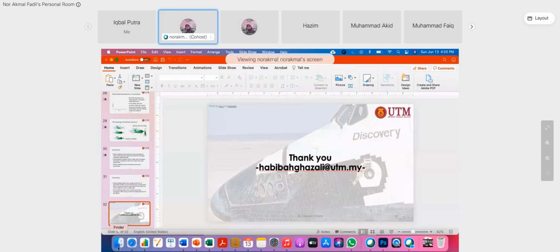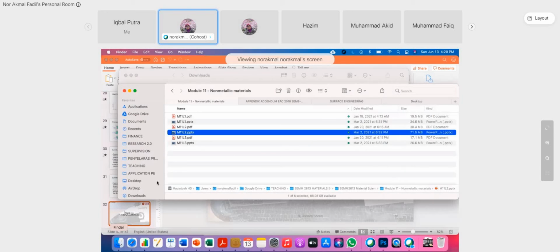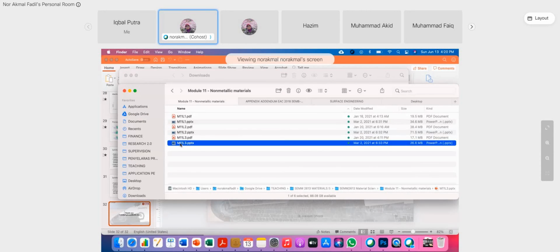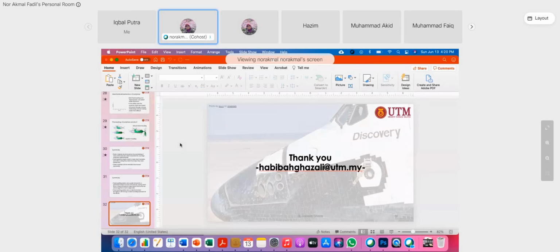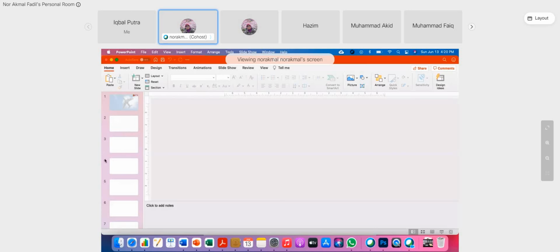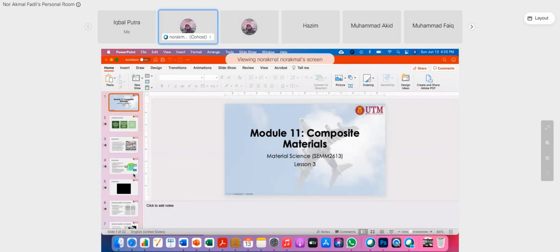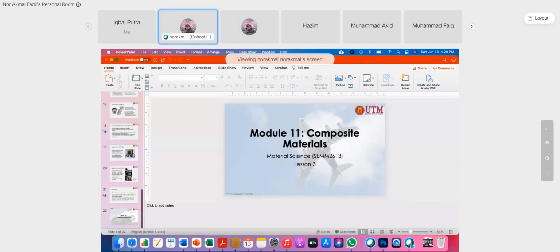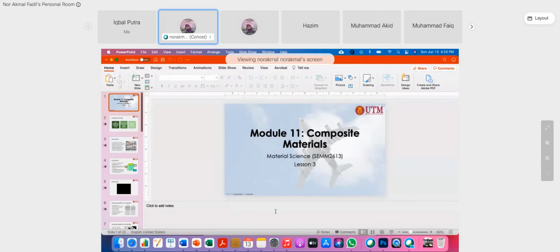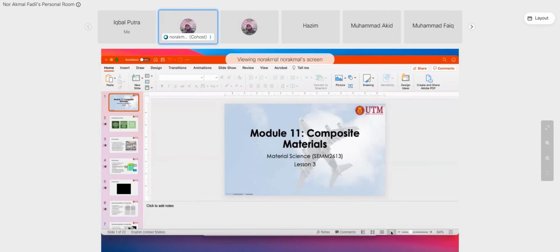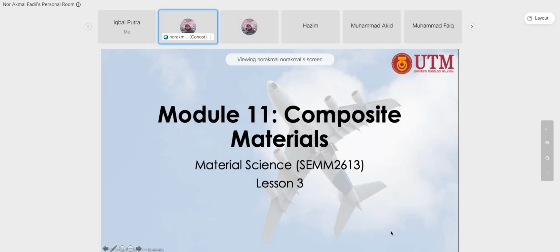And so we still have time. We can continue to the next module, which is lesson 3 of module 11. I think we can finish up all the chapters by today. Okay, the next is composite.